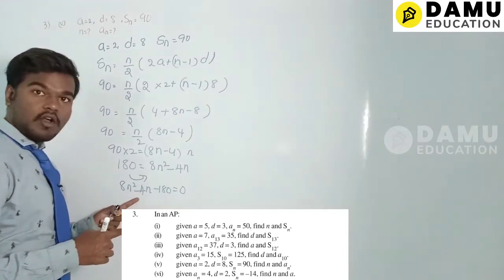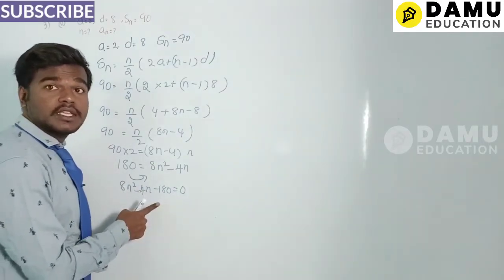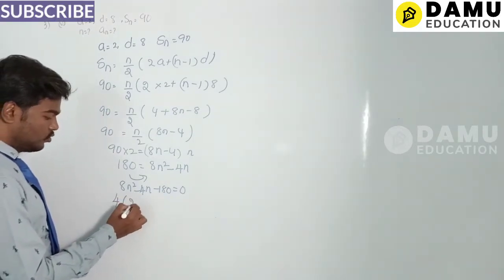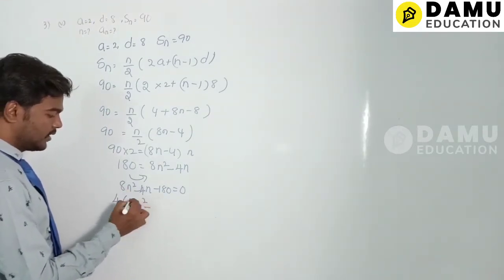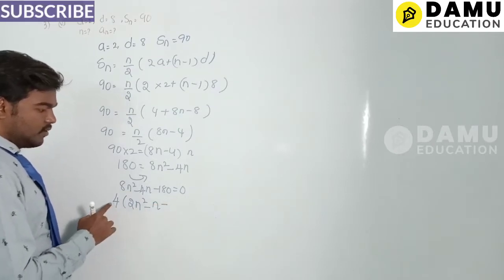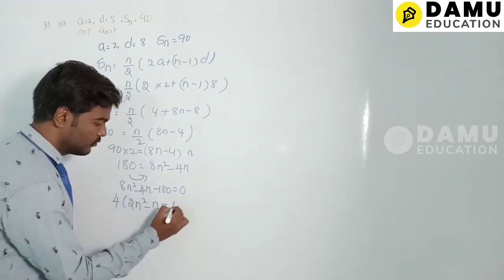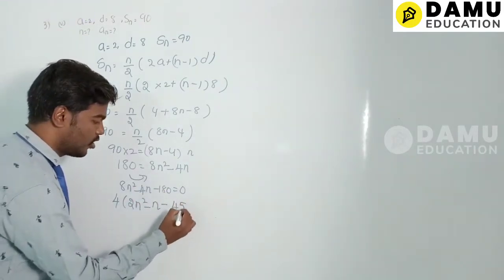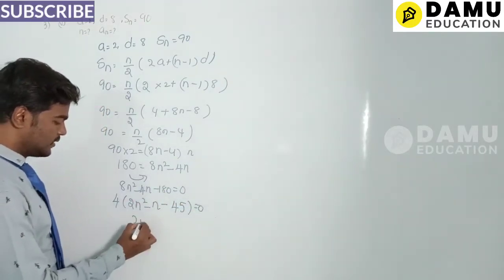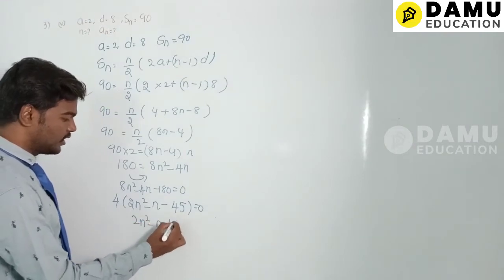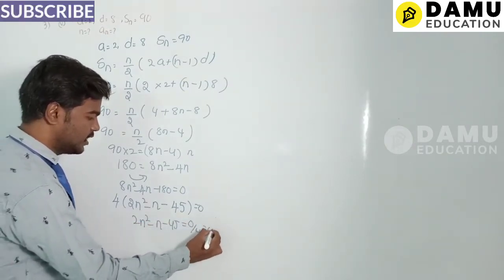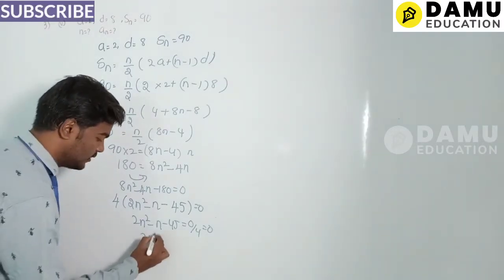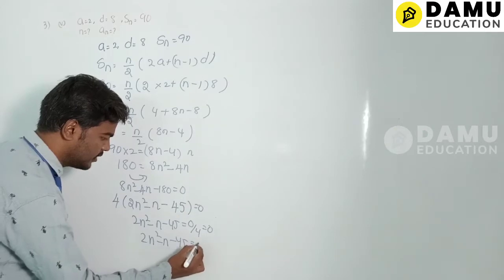You can take 4 common here. So let's take 4 as common: 2n square, 4 twos are 8, minus n, minus 4 fives are 20, so minus 45. So 2n square minus n minus 45 will be equal to 0 by 4, that is 0. So if you factorize, what is the factorization? 2n square minus n minus 45 will be equal to 0.